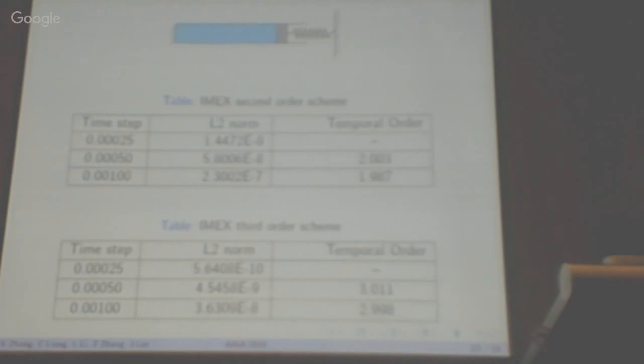And then finally, we test our FSI framework using the one-dimensional piston problem. Actually, this is a linear piston problem. The cylinder is filled with gas, and there is a piston attached to a linear spring, so the piston will move back and forth periodically. For this test case we have the analytic solution, and we test the FSI framework. This is the calculated temporal order using our FSI framework. We can see that for both second and third order IMEX methods, our FSI framework can achieve the designed time accuracy.